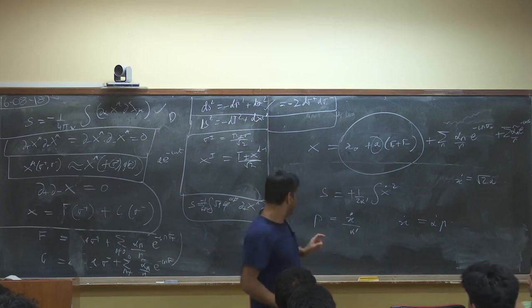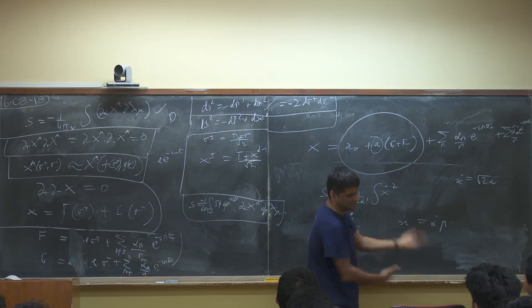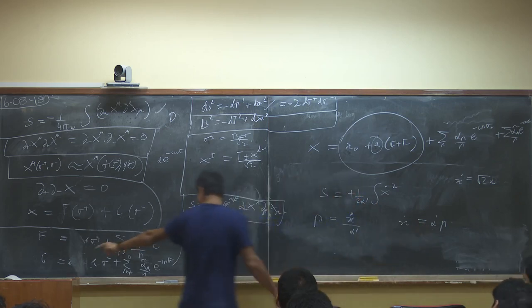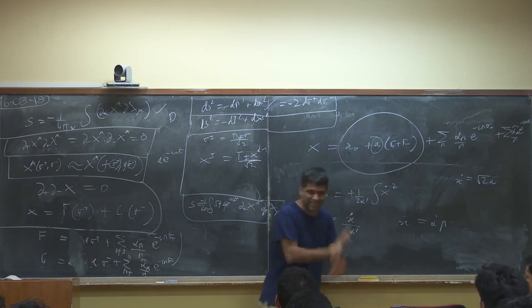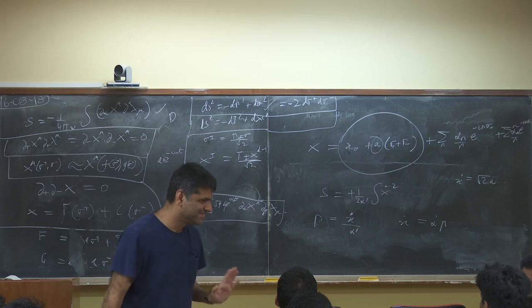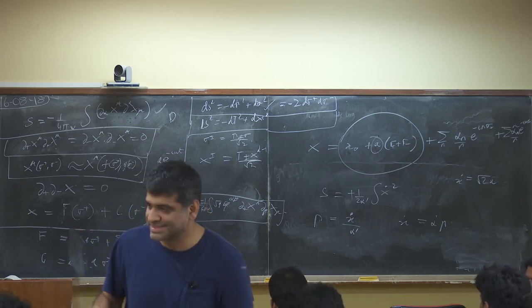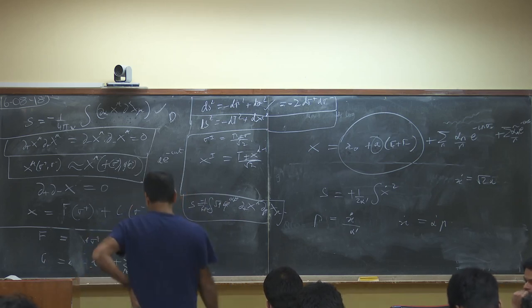Is it clear? Yes. So now, once you've got constant, then it's a function of sigma plus and sigma minus. The only way it can be is this. Oh, you just solved the equation of motion from this action. Yeah, there's no ambiguity. I'm just cutting corners. This is the only solution. Is this clear? Okay, excellent.